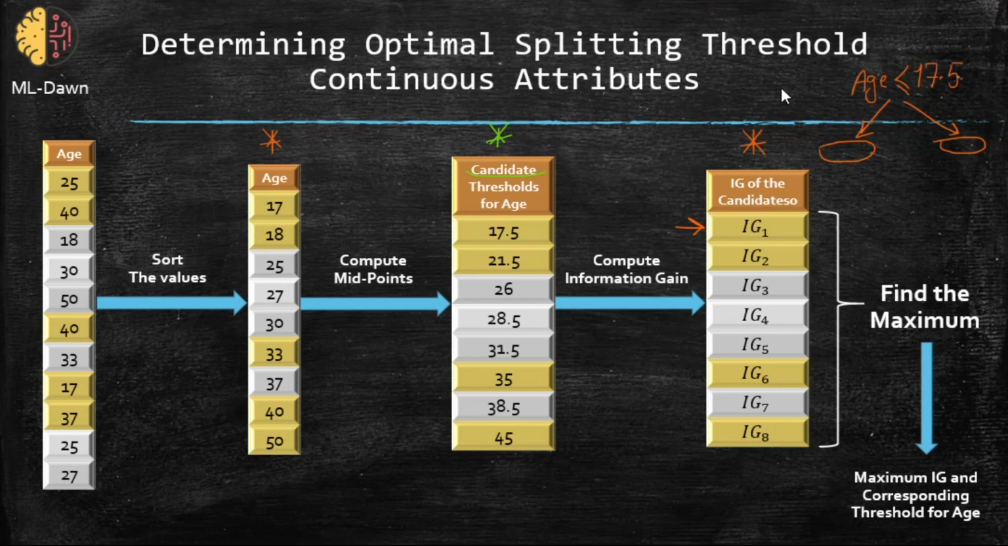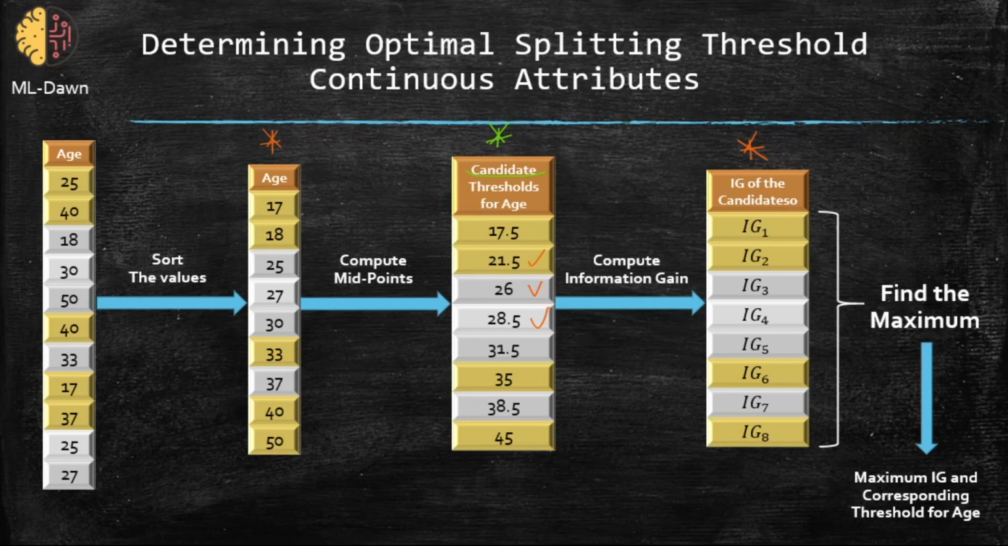Information gain 1. Same story for this threshold, which results in information gain 2. For the third threshold, the third information gain, the fourth threshold, the fourth information gain, and so on and so forth until we get to the end of our list. And what we get at the very end is this nice column of information gains.